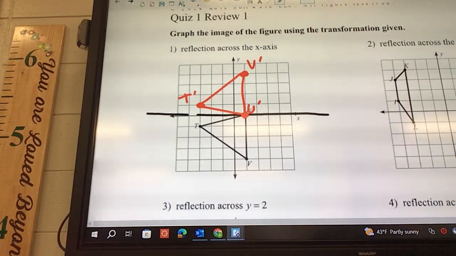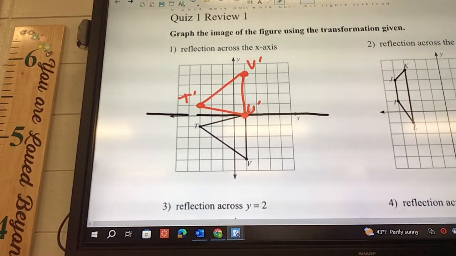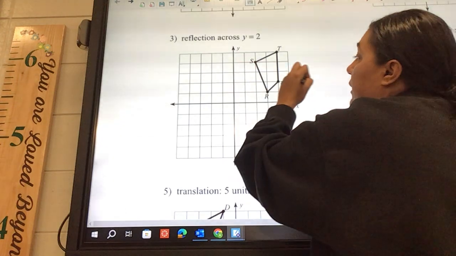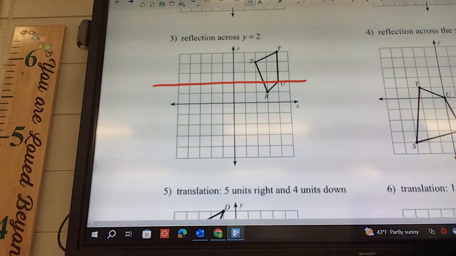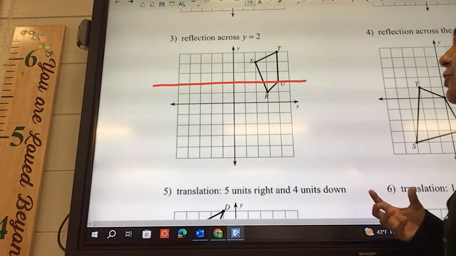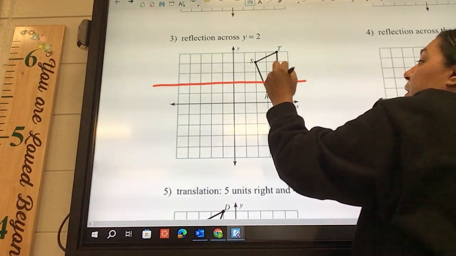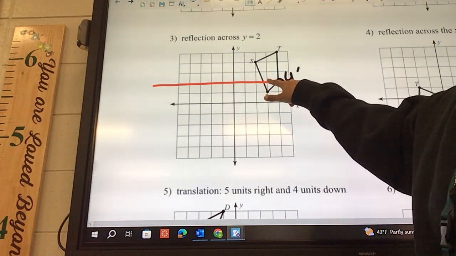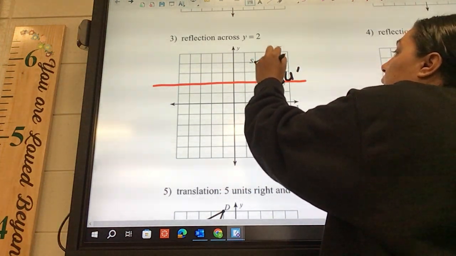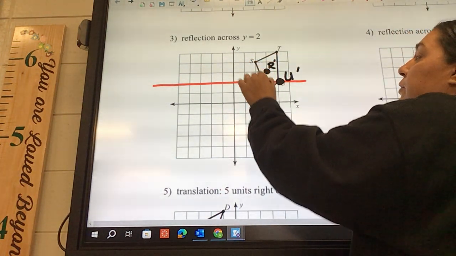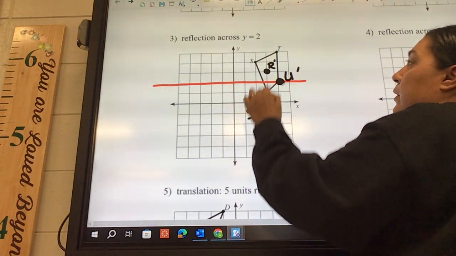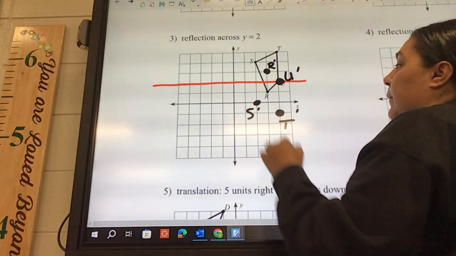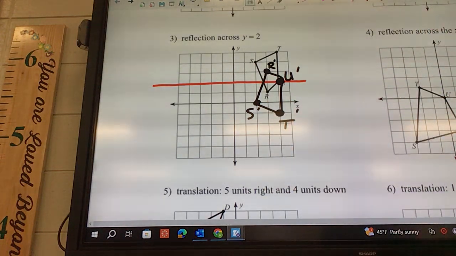If you look at number 3, it says reflect across the y equals 2 line. Okay, so we're going to find where y equals 2, which is going to be here. So every point is going to get reflected across that line. And because U is, again, on the line, it's still going to be on the line, so U prime. The R is 1 unit away from the line, so we're going to go 1 unit away from the line. S is 1, 2, so you're going to go 1, 2. T is 1, 2, 3, so 1, 2, 3. Okay, so this is my new reflection.